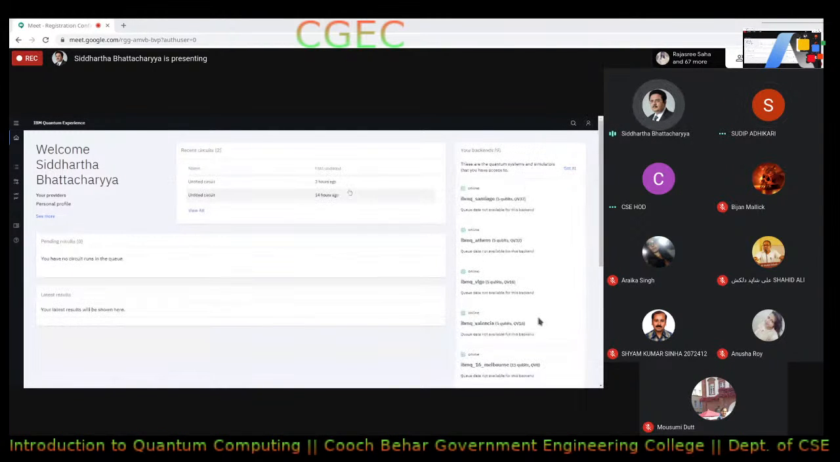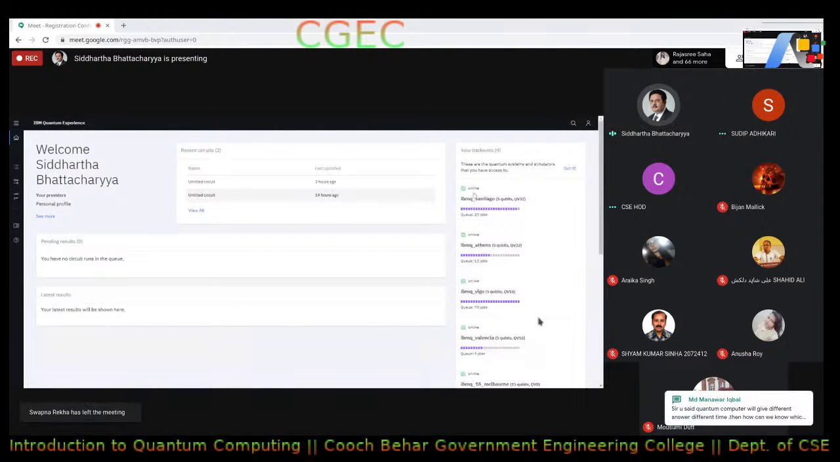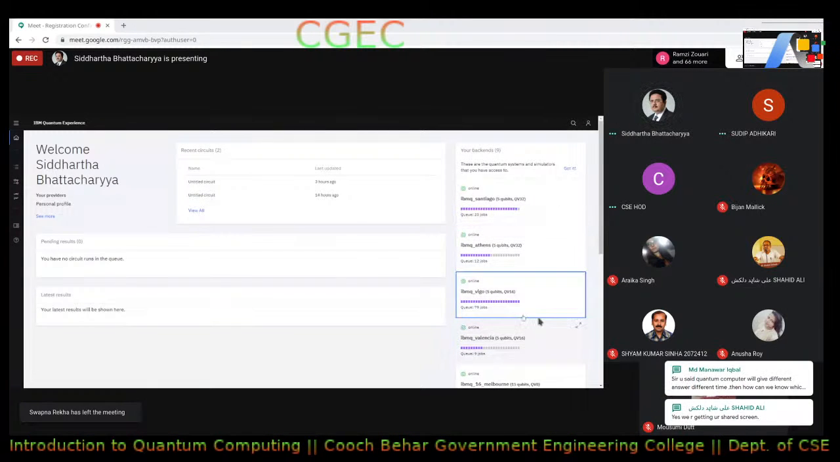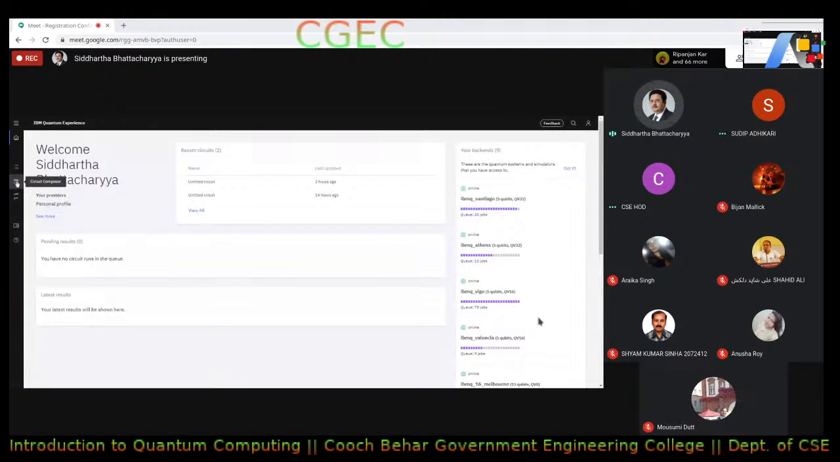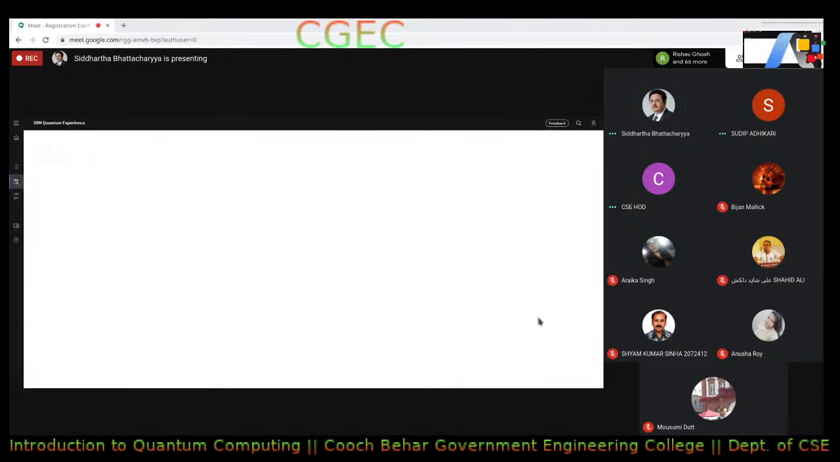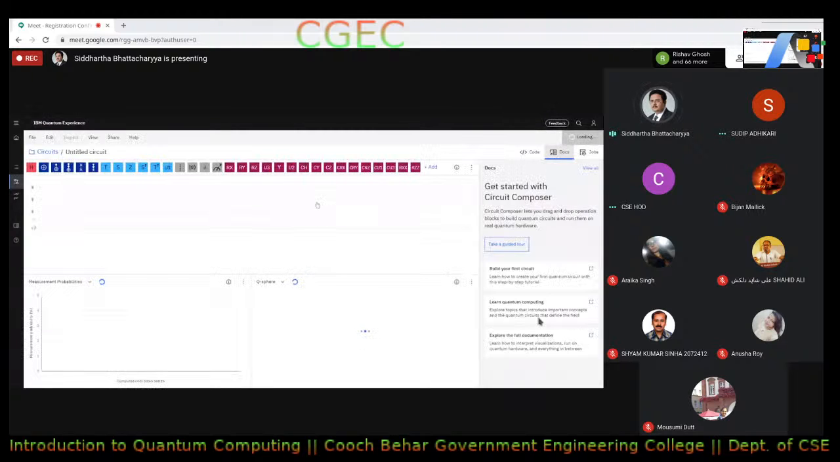So you see, I automatically logged in. On the right hand side, you see several tasks submitted by several users are going on. But if you just go to the left hand side, you see Circuit Composer. If you click on this, this screen comes up where all the gates are lined up over here. Here you have the qubits. I hope it is visible to you.